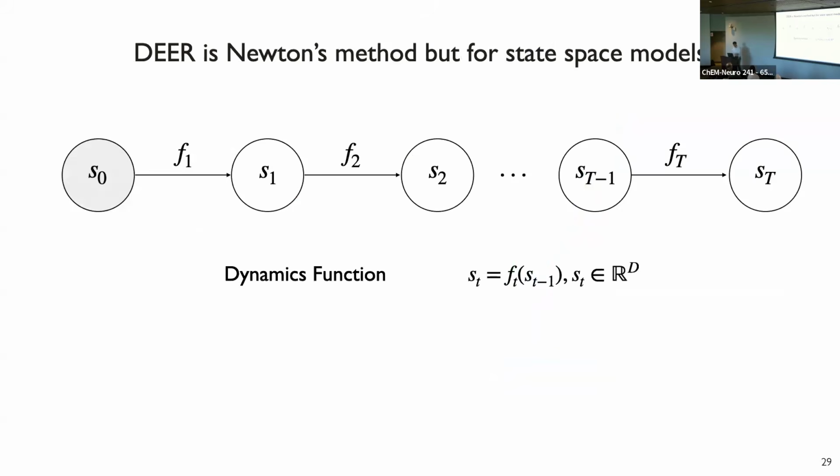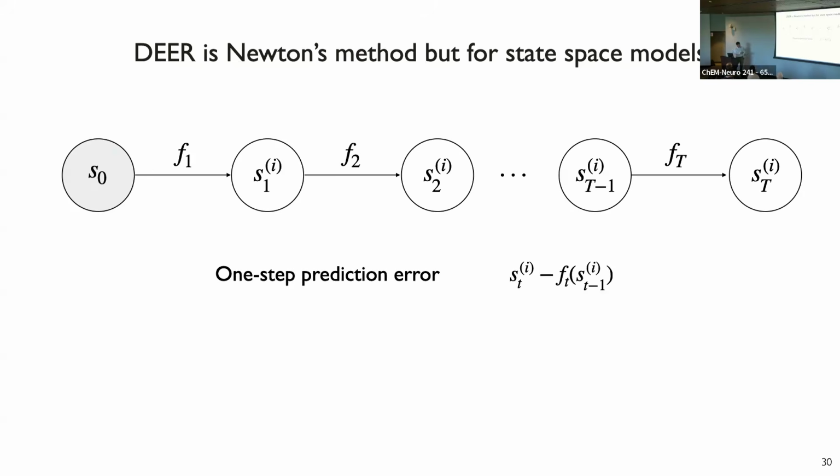And all DEER is, is Newton's method applied to state space models. Again, here's our rollout of our state space function, following our dynamics function, which takes a state that's d-dimensional to another state that's d-dimensional. It seemed like the type of thing where we had to roll it out one state at a time. Instead, what DEER does, what Newton's method does, is first off, we make a guess over the entire sequence length. Here I've replaced it with these superscript i's. That gives us our one-step prediction error, that error from the previous slide.